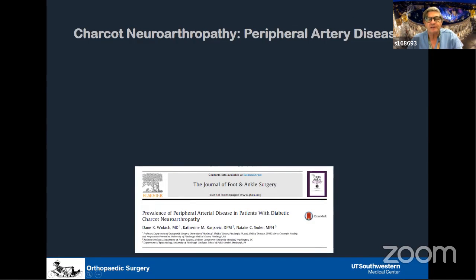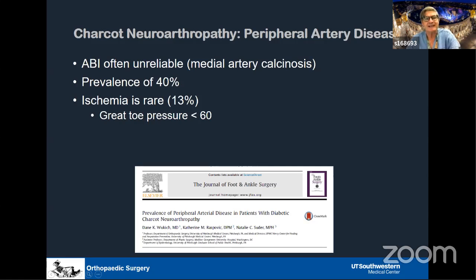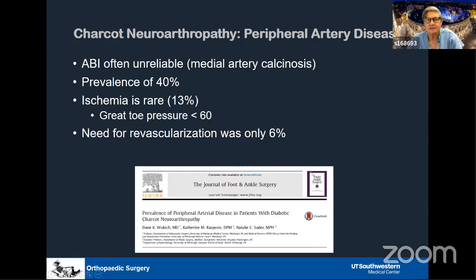Now, when we look at peripheral artery disease in Charcot neuroarthropathy, we assessed this a few years ago. We found that the ankle brachial index is often unreliable because of medial artery calcinosis. The prevalence of peripheral artery disease in our study was about 40%. But the good thing about Charcot is ischemia is relatively rare, only 13%, and we define that as a great toe pressure of less than 60. Now, that's in distinction to patients with diabetic foot ulcers, where ischemia is more common. And the need for revascularization in our patients was only 6%.